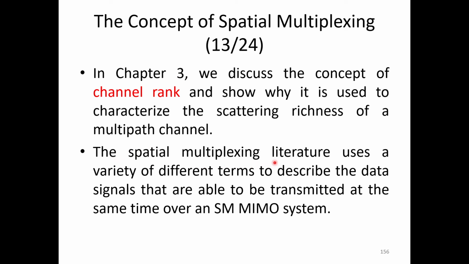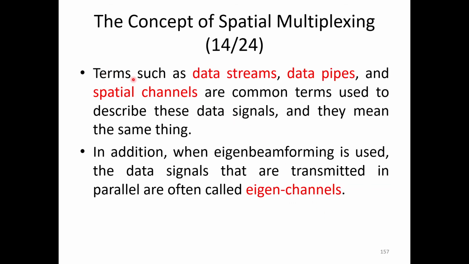The spatial multiplexing literature uses a variety of different terms to describe the data signals that are able to be transmitted at the same time over an SM MIMO system. Terms such as data streams, data pipes, and spatial channels are common terms used to describe these data signals, and they mean the same thing. In addition, when eigenbeamforming is used, the data signals that are transmitted in parallel are often called eigenchannels.